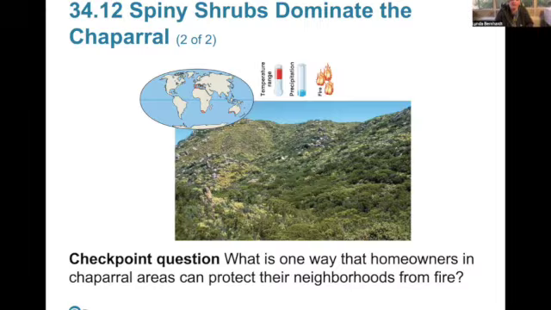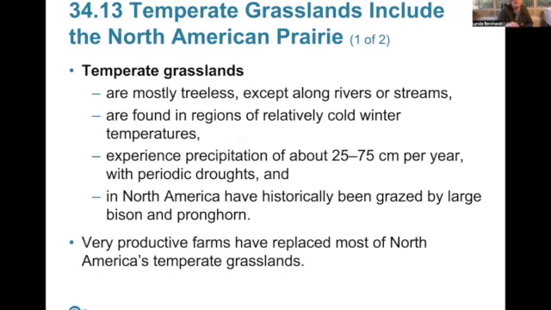So the question here, what is one way that homeowners in these areas can protect their neighborhoods from fire? Well, the obvious would be to clear out any dead brush because dried twigs, dried leaves, dried anything is going to catch fire a lot faster. And so if you live in an area like this, you try to keep any dry anything out of the way. So any dead brush gone, you immediately take care of it.